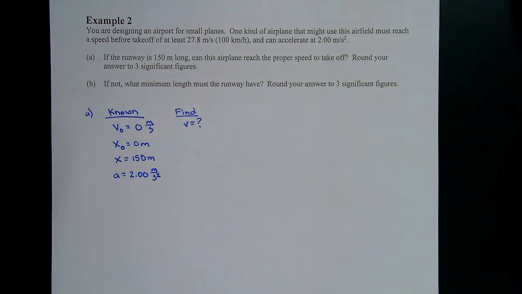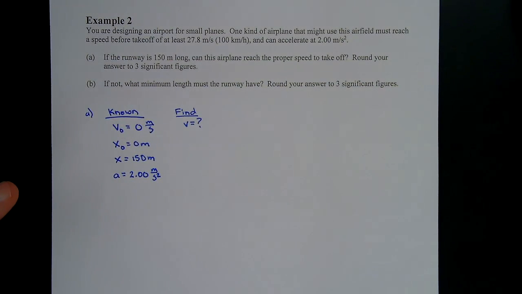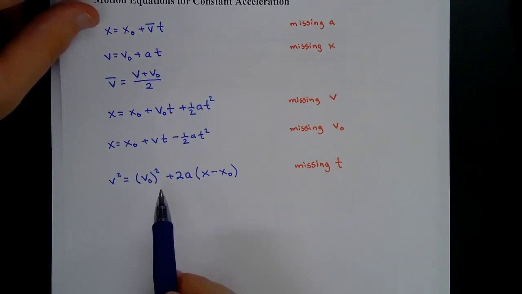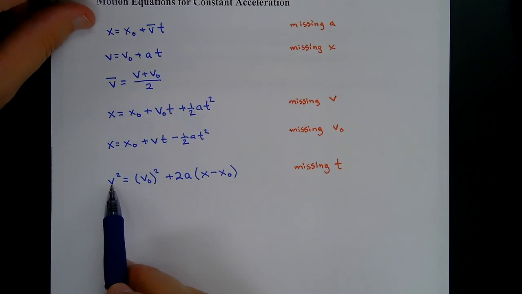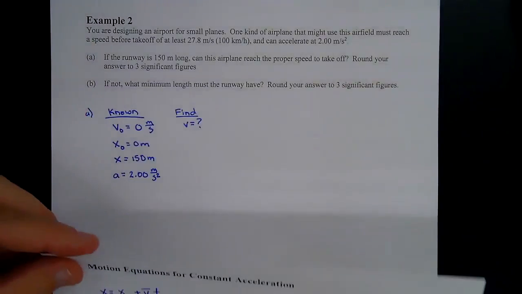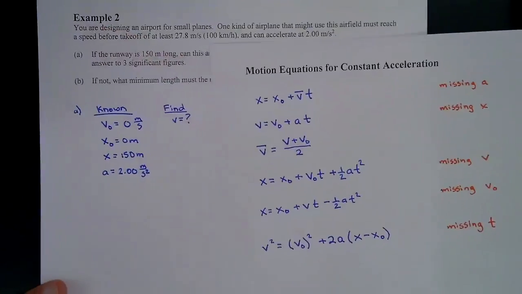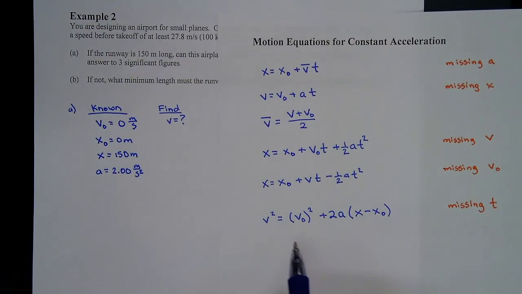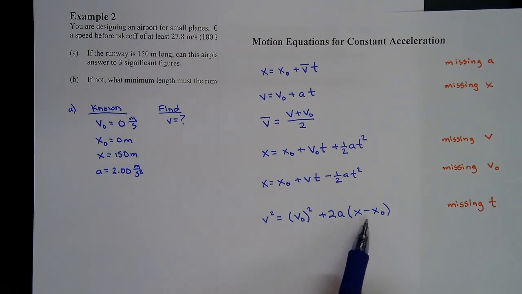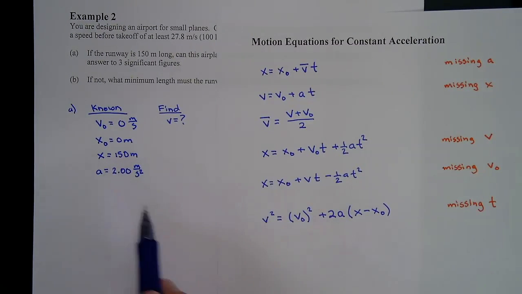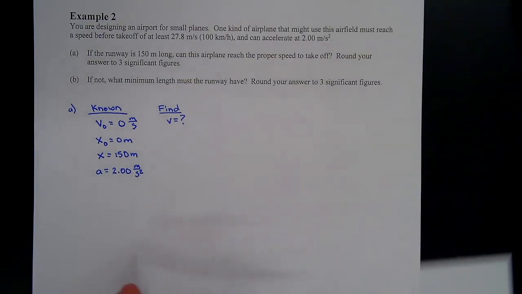Now notice, I wasn't given a time. So I'm probably going to want to use this one. Here's my final velocity, that's what I need. If you look at this side by side, I want to figure this one out. I know this one is 0. I know my acceleration is 2. I know this final position is 150, and my initial position is 0. So I'm going to use this one.